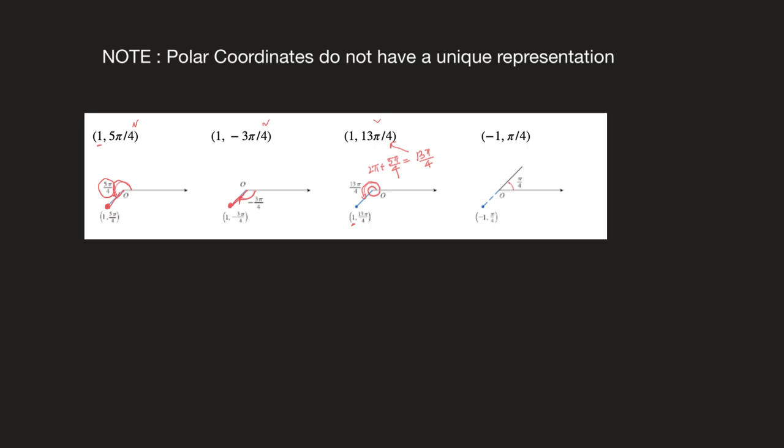Now, sketch pi over 4. That's the first quadrant, so this point is 1 and pi over 4. Rotate this point 180, and it's on the opposite side, so the radius is negative 1 and pi over 4. So polar coordinates don't have one representation of a point. There are many different ways to represent a point in polar coordinates.